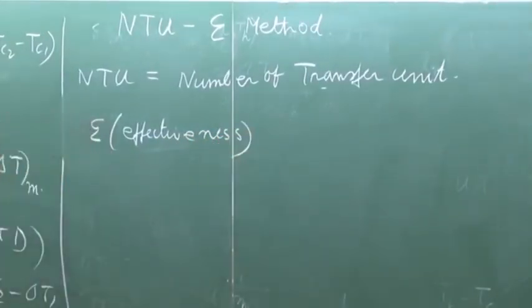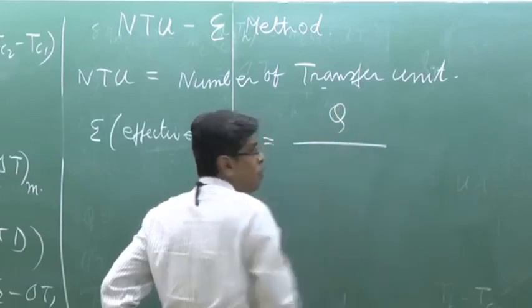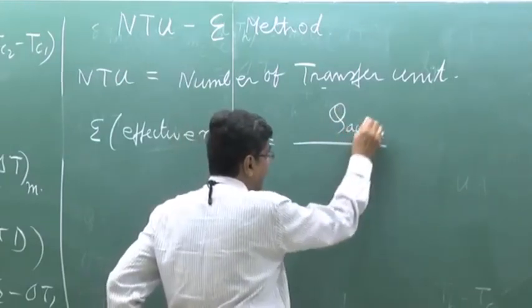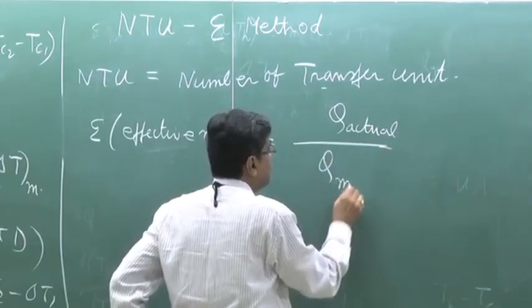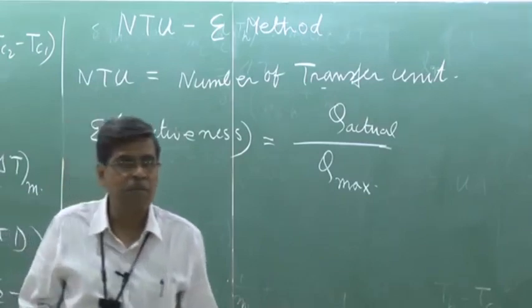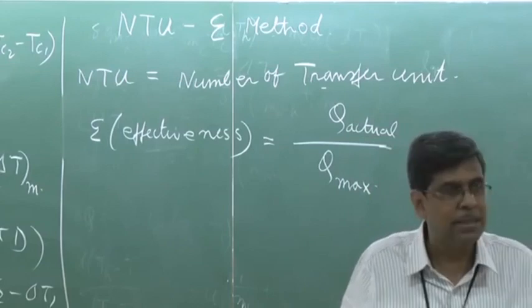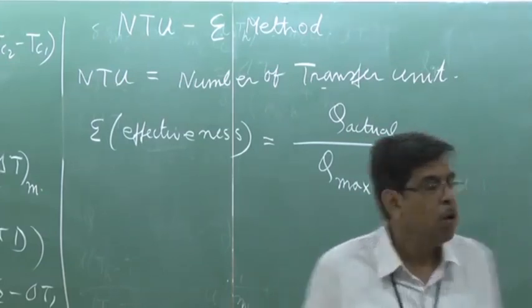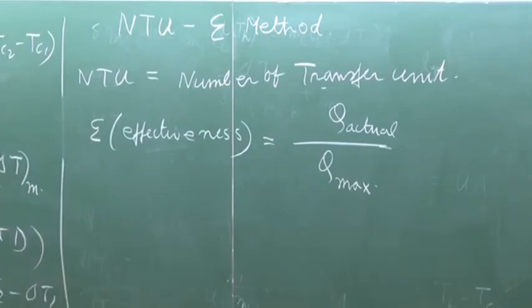And this effectiveness of a heat exchanger, epsilon, is defined as Q, that is the actual heat transfer, by Q maximum, means ideal, that is the maximum. Actual discharge by the ideal discharge is the coefficient of discharge, this type of thing, the maximum and actual. What is the actual heat transfer? This is m dot h Ch times the temperature change. This is the actual heat transfer.